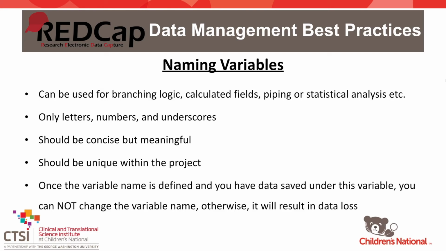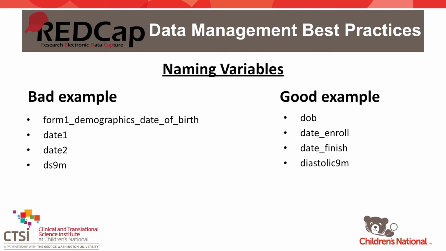They have to be unique within the project. And once the variable name is defined and you have data saved under it, you cannot change the variable name. Otherwise, it will result in data loss, and this is often not even possible once you leave development mode to change a variable name at all within a project. So something to be aware of. So just some examples of not so great variable names and probably some better variable names. Try to keep them concise but meaningful.